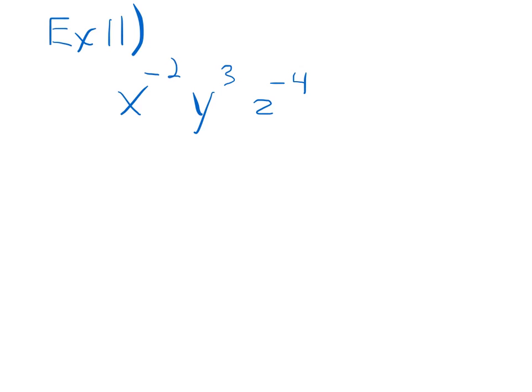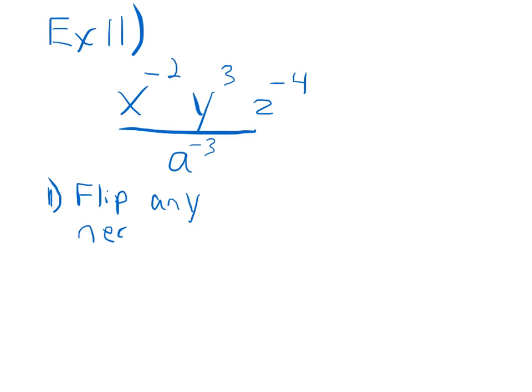All right, so let's do example 11. We had x to the negative 2, y to the 3rd, and z to the negative 4, all over a to the negative 3. Let's get some steps down. So in the lower corner there, let's get step 1. Let's flip any negatives.